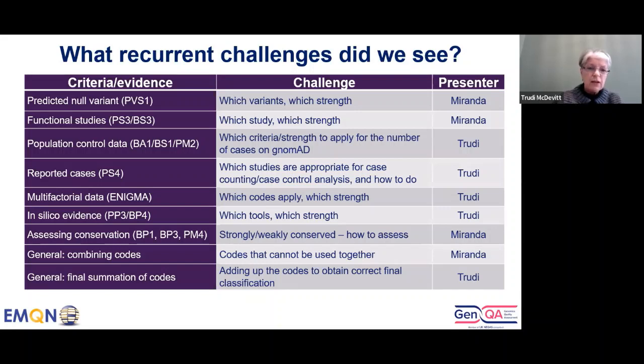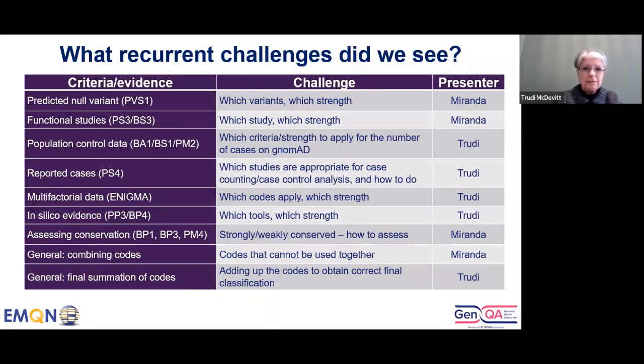Assessing conservation for the codes BP1, BP3, PM4 and BP7: how to assess if a variant or area was strongly or weakly conserved. And then combining codes: which codes should not be used together, and the final adding up of codes to get the final classification. So Miranda and myself will look at each of these areas in a bit more detail.